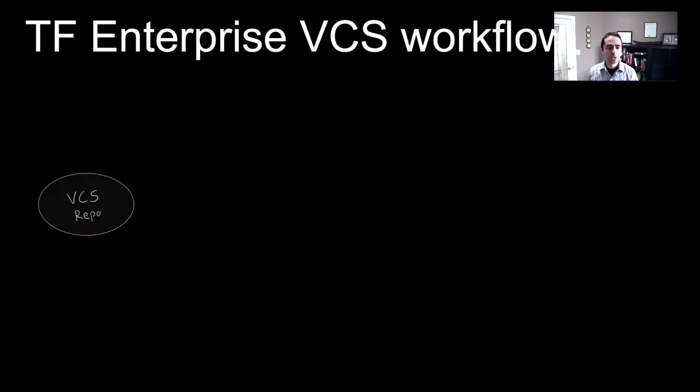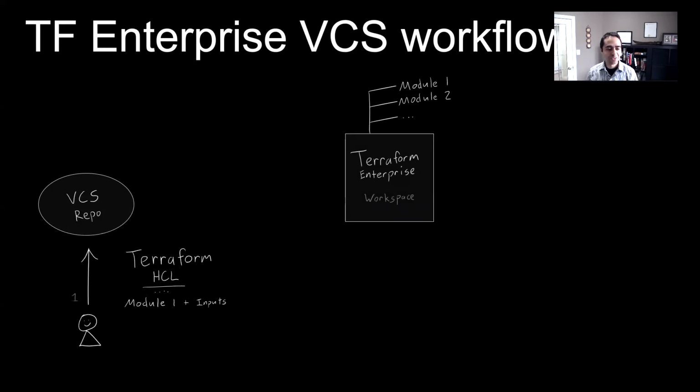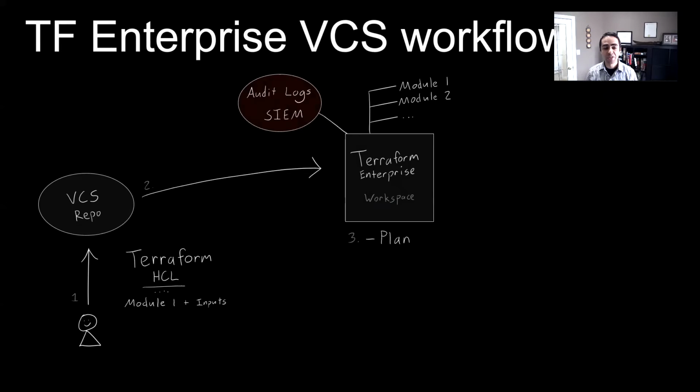So let's talk about the workflow. First, we're going to talk about the version control system workflow, and then we're going to talk about the CI/CD workflow. So with the version control system, first you have your VCS repo in GitHub, for example. You get Bob deploying his Terraform code with modules and inputs. That generates a plan in Terraform Enterprise.